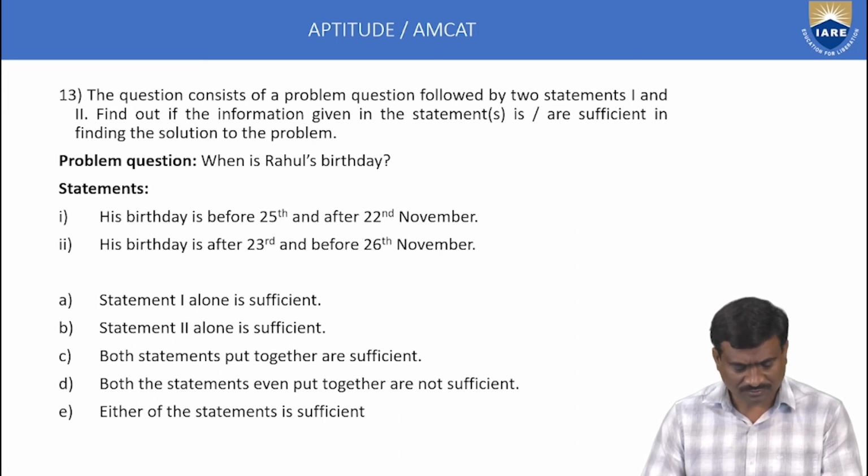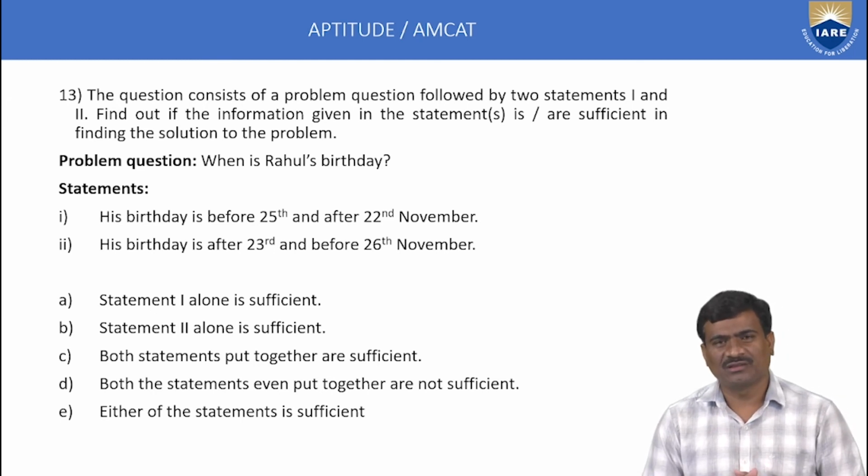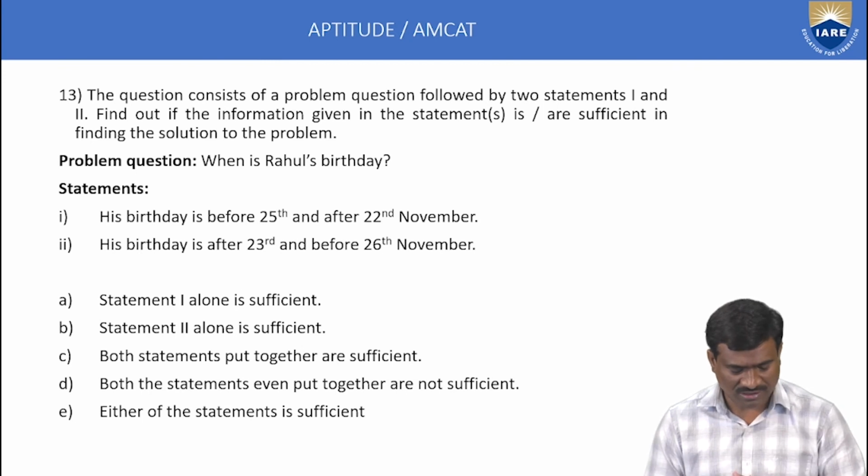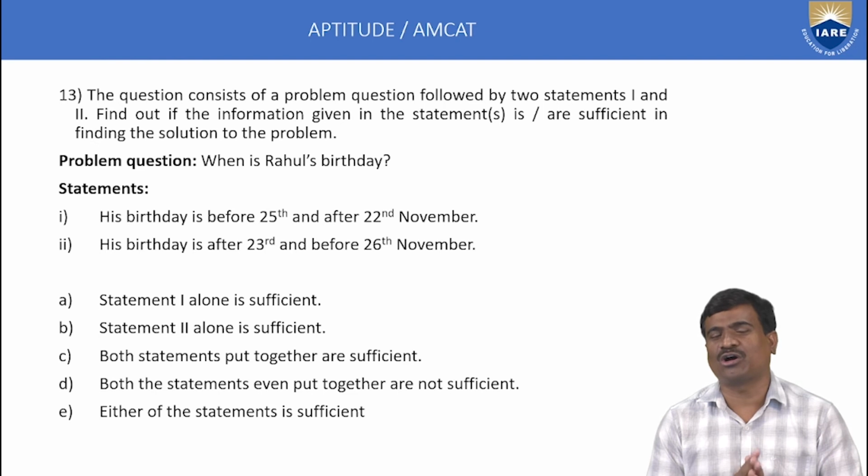The question: when is Rahul's birthday? Statements. Number 1, his birthday is before 25th and after 22nd November. Number 2, his birthday is after 23rd and before 26th November. Option A, statement 1 alone is sufficient. B, statement 2 alone is sufficient. C, both statements put together. D, neither. E, either 1 or 2. These are the constant options in data sufficiency.